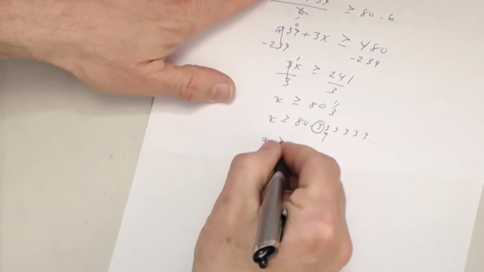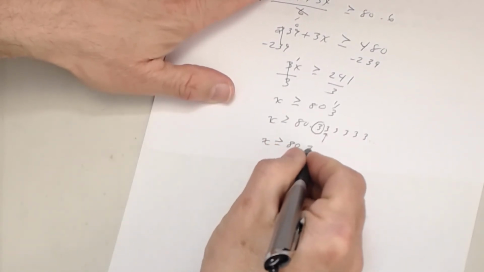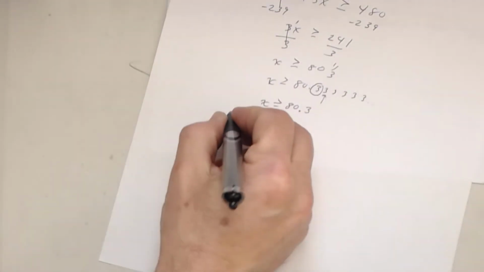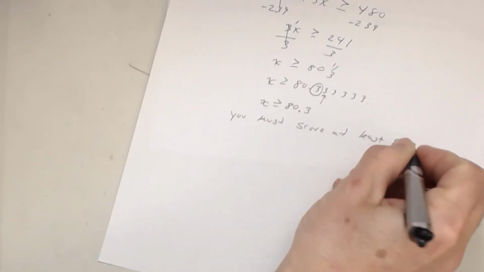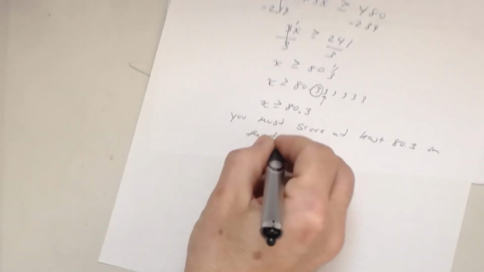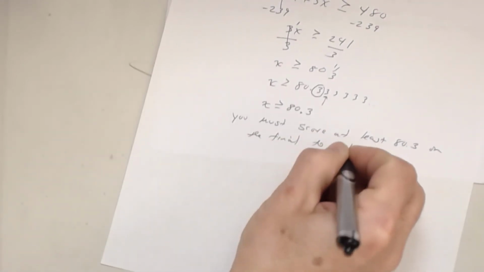So you can say x must be bigger than or equal to what? 80.3. Right, so you must score on the final. You got to score at least what? 80.3 to get at least a B in the course. All right, so you must score at least 80.3 on the final to get a B. Okay.